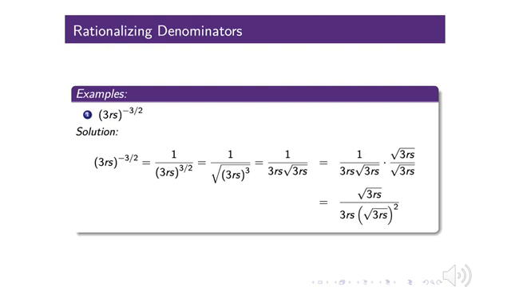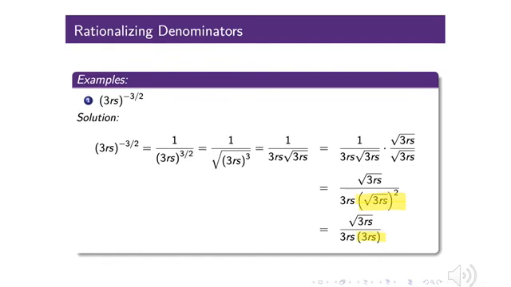Using the product property of the radicals, we multiply 1 over 3rs square root of 3rs with our multiplier, or rationalizing factor. Then we get the square root of 3rs in the numerator, and in the denominator we obtain 3rs quantity square root of 3rs quantity squared. Then we simplify the expression, the square root of 3rs quantity squared in the denominator, by using the definition of nth root of b raised to the power of n.